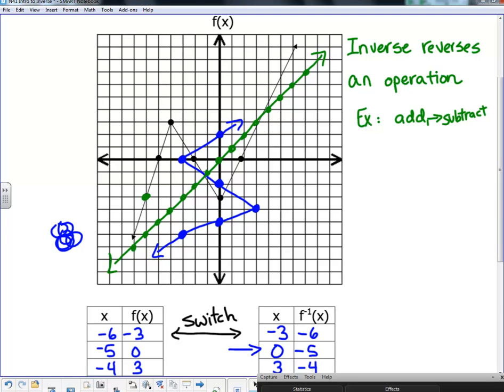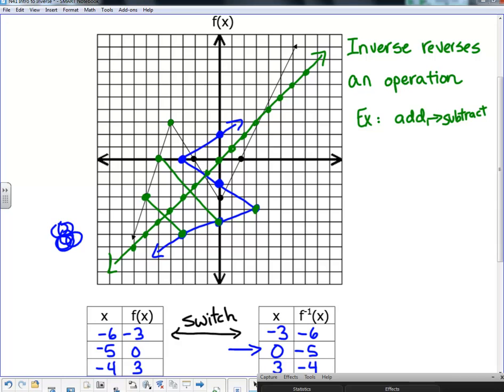-6, -3 is straight across, reflected across the line y equals x. If I was to fold this on the green line, on the line y equals x, each original point would land on top of each new point. And you can just kind of visualize this the way I'm doing here in green.